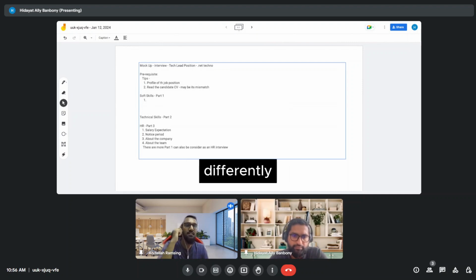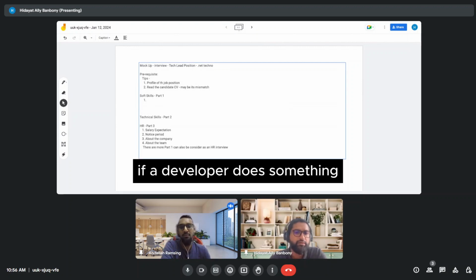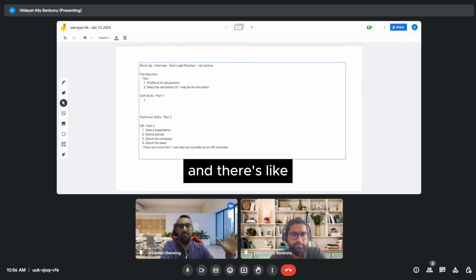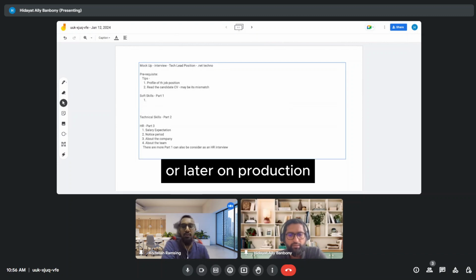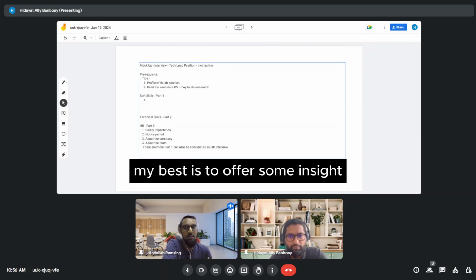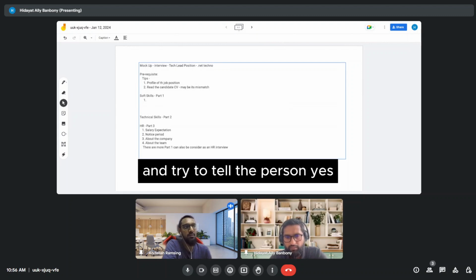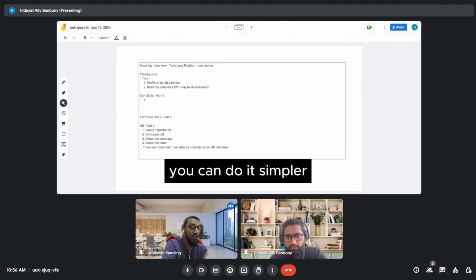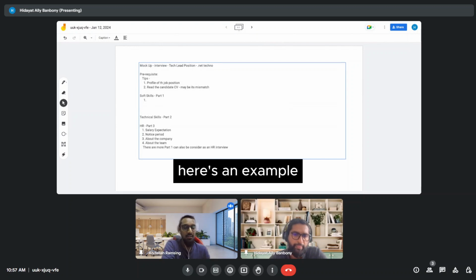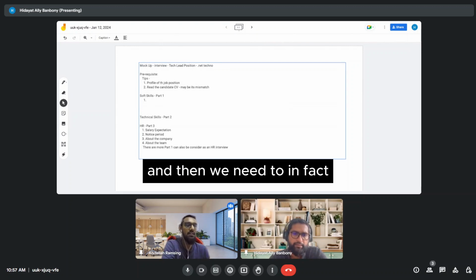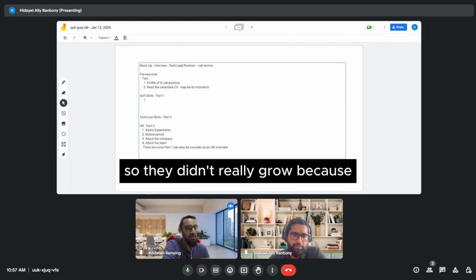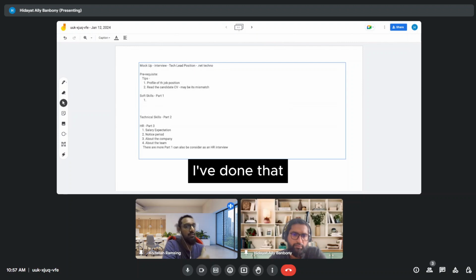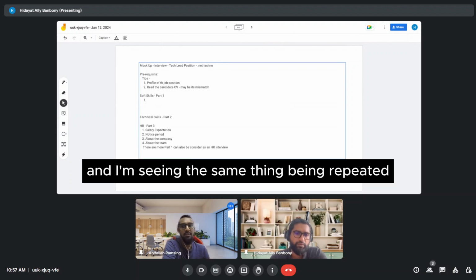I operated differently. For example, in one of them, there wasn't really code review being done. So if a developer does something and it's good functionally, it will just go to testing or later on to production. So my best was to offer some insight and tell the person, yes, you can do it simpler, here's an example. In fact, in one of the companies I worked at, there weren't even appraisal systems. So they didn't really grow, because I've been there, I've done that, and I'm seeing the same thing being repeated.